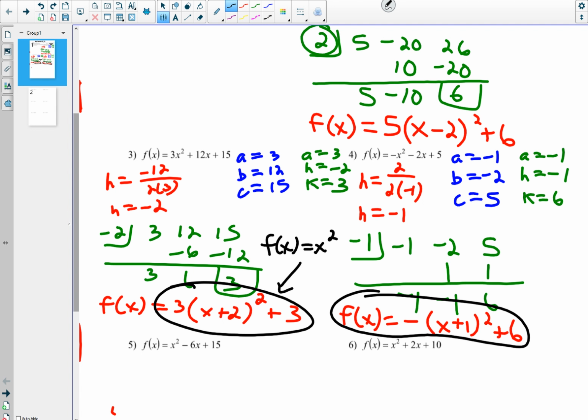Horizontal. No stretch. Oh. So A is vertical stretch. H and K are translations, not stretches. Oh, horizontal translation. One to the left, yeah. Vertical translation. 6 up, yeah. And then A does stretches and compresses. But when A is 1, it's not gonna stretch or compress.